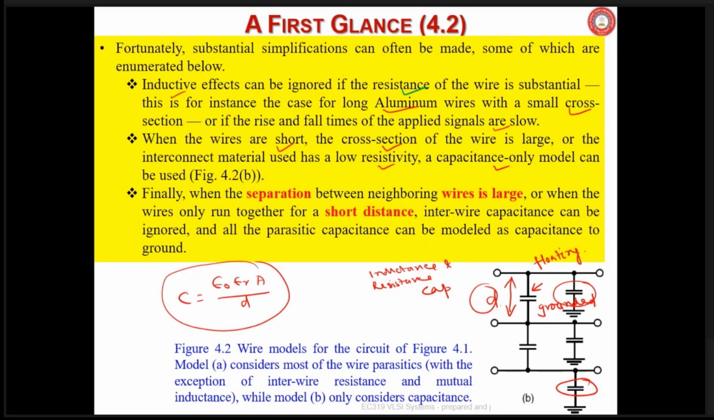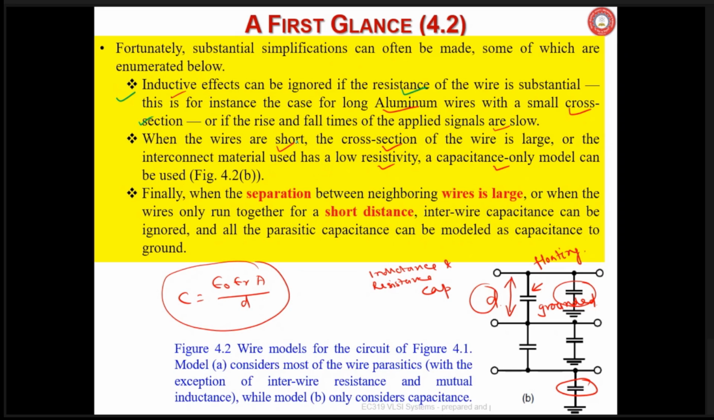Fortunately, substantial simplifications can often be made. Inductive effects can be ignored if the resistance of the wire is substantial, which means the line is very long, the aluminum line is very long, with a small cross section, so the resistance will be more. Or if the rise and fall times of the applied signal are slow, then we can ignore this inductive capacitance. If you ignore that, then you may not show it in the diagram, or you can ignore it in the analysis.